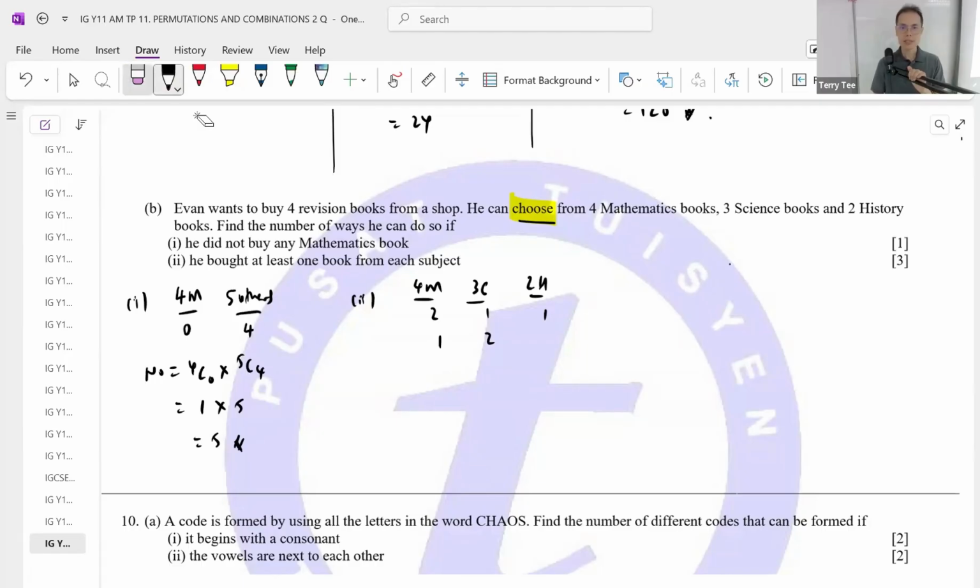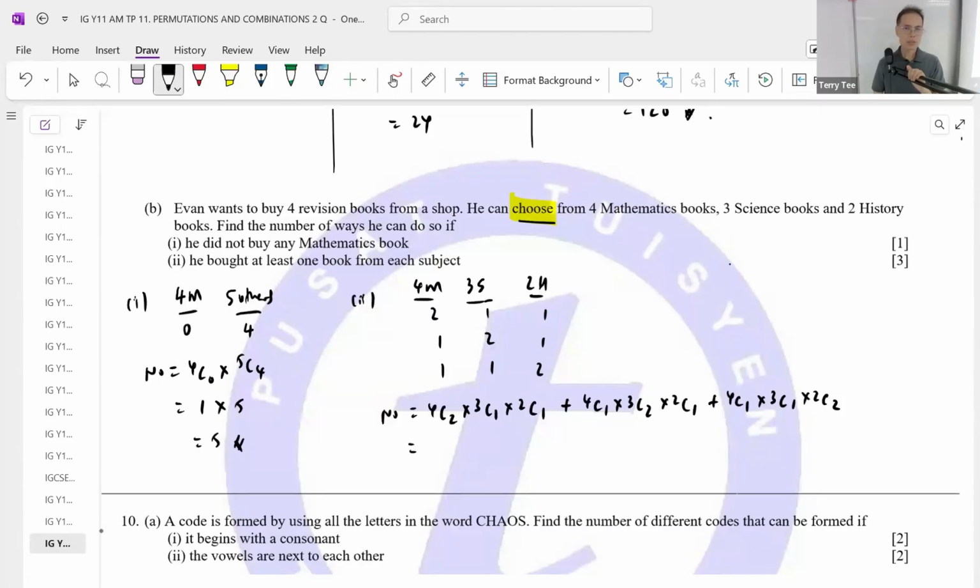The spare can go to science. My science looks ugly. This is S for science. The spare can go to your history book. So you can do it this way, right? Remember, you assign 1 for everybody, but there's 1 extra. So where the extra goes to: the first one goes to maths, second one goes to science, third one goes to history. So this is 4C2 times 3C1 times 2C1, followed by 4C1 times 3C2 times 2C1, followed by 4C1 times 3C1 times 2C2.